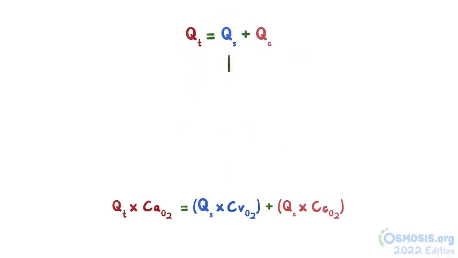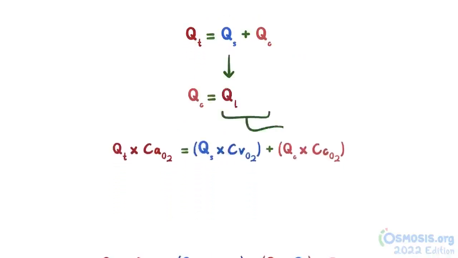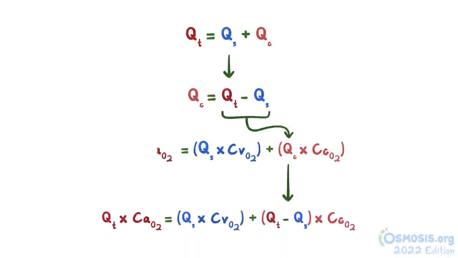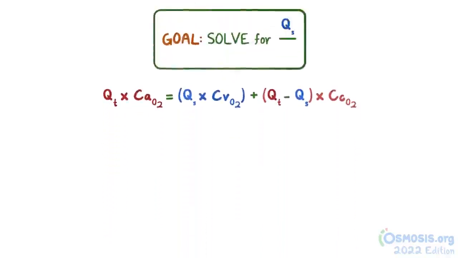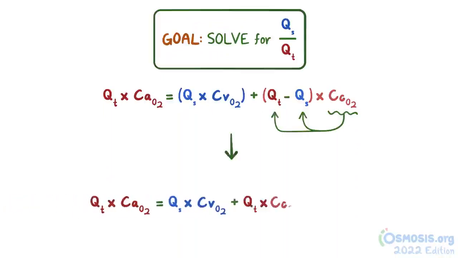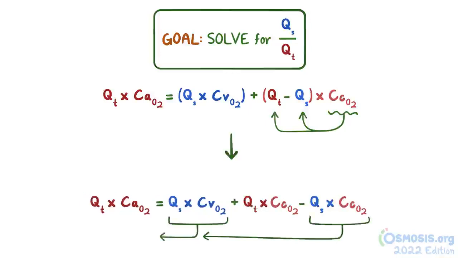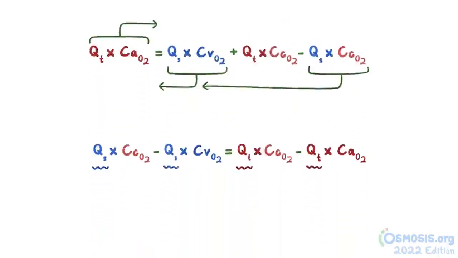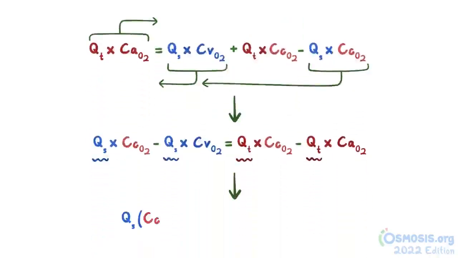Now we can arrange the total blood flow equation to substitute QC with QT minus QS. Now, the goal is to solve for QS divided by QT. So we can first distribute CCO2 to get QT multiplied by CCO2, minus QS multiplied by CCO2. Now, let's get all of the QS parts of the formula on one side of the equation, and all QT parts on the other side. Next, we can factor out QS to get QS times CCO2 minus CVO2, and do the same thing to QT to get QT times CCO2 minus CaO2.